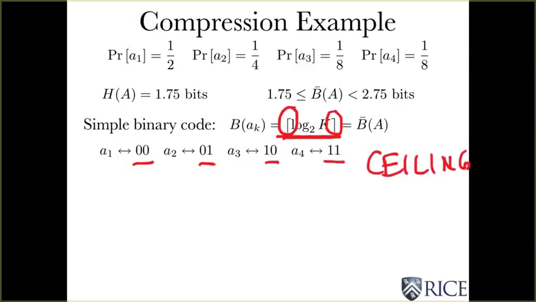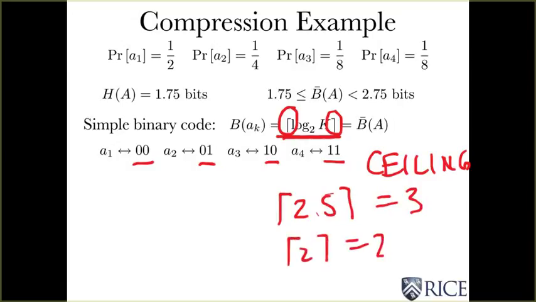And what it means is round up. So the ceiling of 2.5 is 3, but the ceiling of 2 is 2. So the ceiling of 2.01 is again 3. And it just means the greatest integer, the integer just greater than the log base 2 of k. So we had 4 letters in the alphabet, and the log base 2 of 4 is 2.